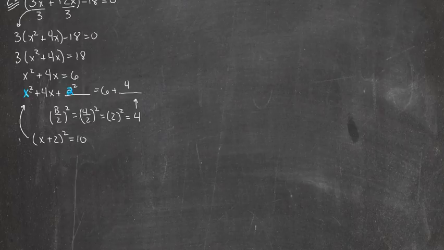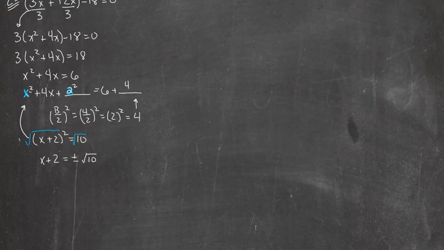Now I can take the square root of both sides. So the square root of this side squared just makes the square disappear, and the square root of that side is the square root of 10. So I have x plus 2 equals, remember, square root property, plus or minus the square root of 10. And that doesn't simplify. I wish it did, but it doesn't.